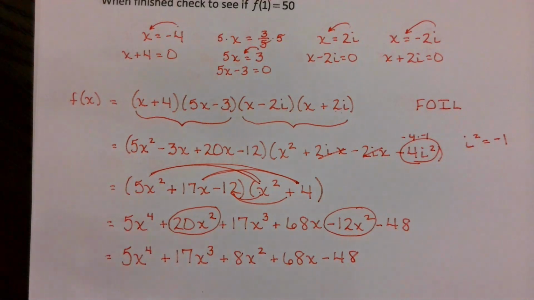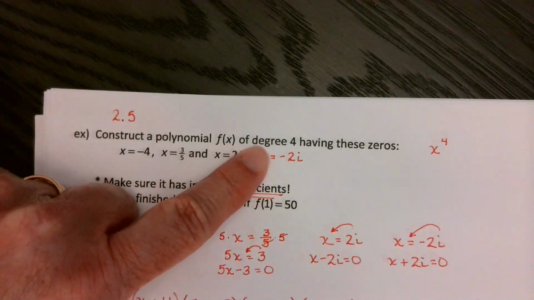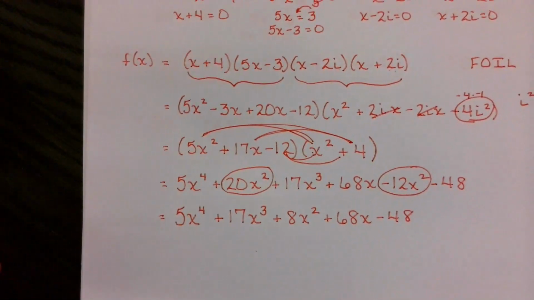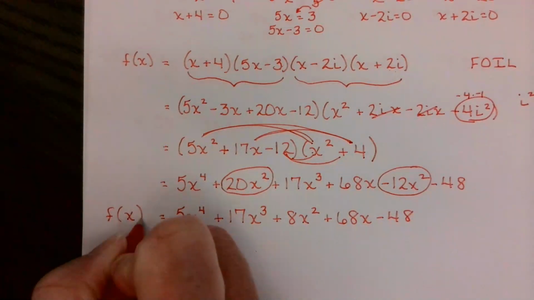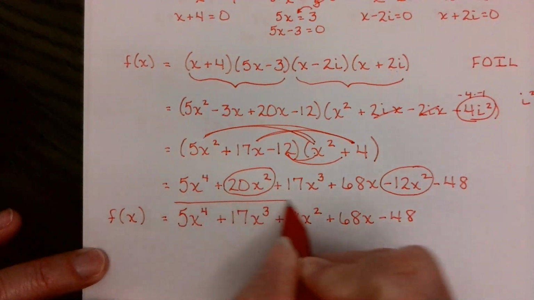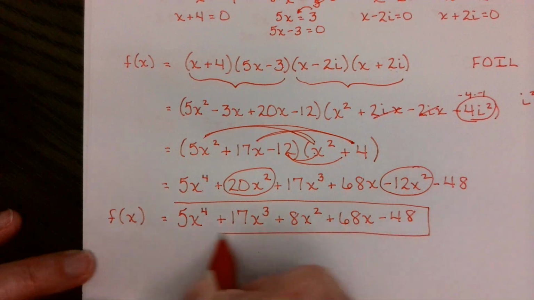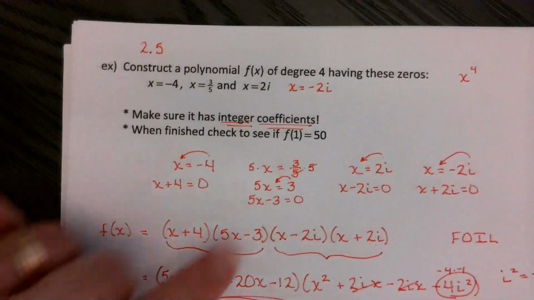Okay, so I have a 4th degree polynomial. Okay, and that's what it told me. It says construct polynomial f of x of a degree 4. So far that's right. Okay, now we just need to check it. Okay, I'm going to put a box around it because that is my polynomial. And if it is correct, f of 1 equals 50.